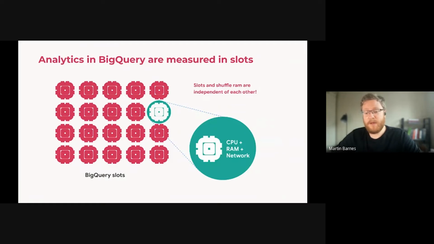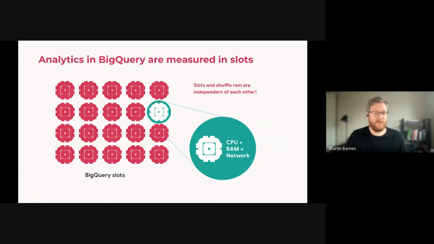Now, a key measure of this, and you'll see this mentioned across any BigQuery documentation or within query plans, is the concept of a slot. A slot is effectively an aggregation of your CPU, RAM, and networks. You should think of this as a measure that you can attempt to reduce, but you don't have ultimate control over.